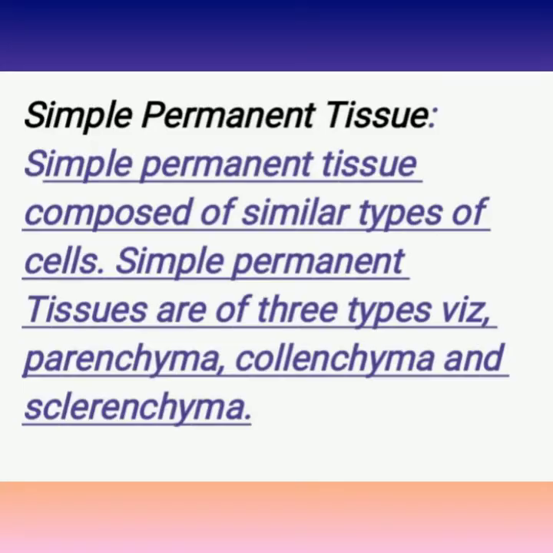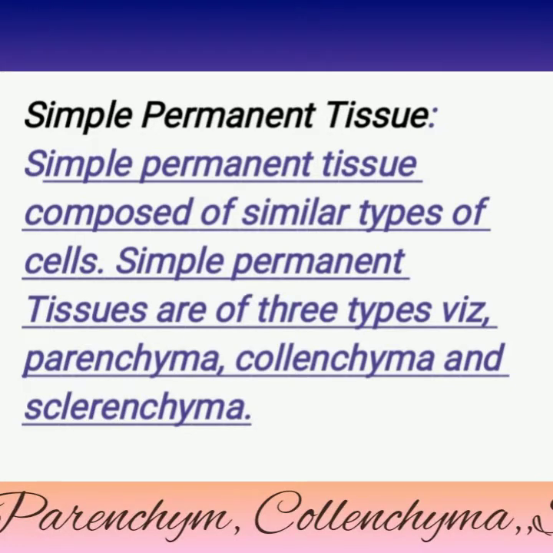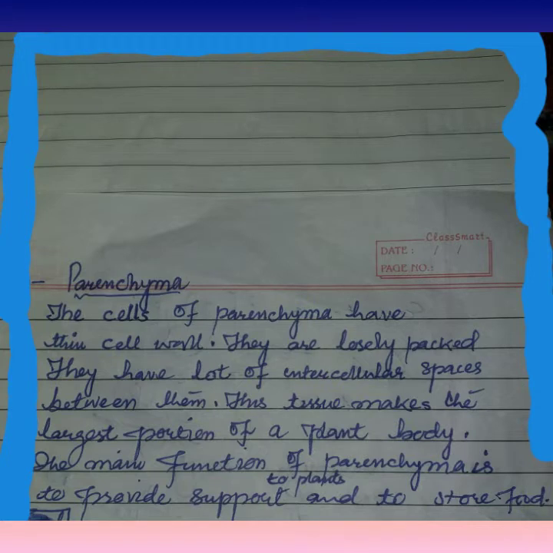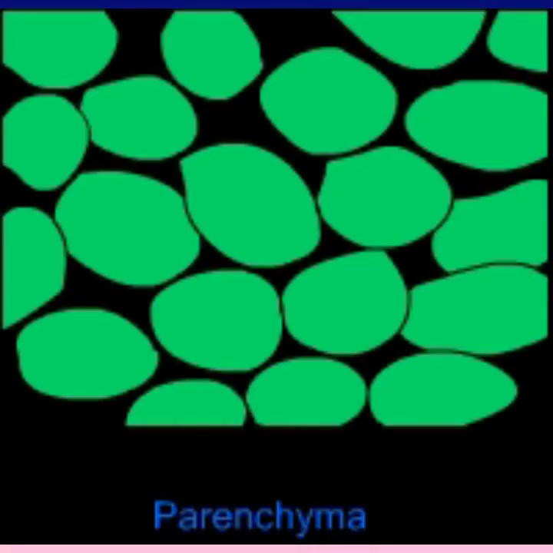Dear students, today let's know briefly about different types of permanent tissue. There are two types of permanent tissue. One is simple permanent tissue and another one is complex permanent tissue. Dear students, what is simple permanent tissue? Simple permanent tissue is composed of similar types of cells.